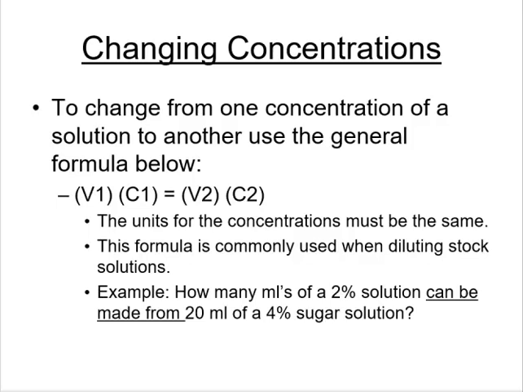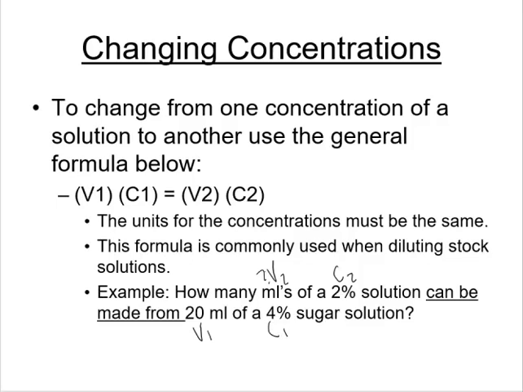We're given the example of how many milliliters of a 2% solution can be made from 20 milliliters of a 4% sugar solution. So we're going to try to figure that out using our changing concentrations formula. What we're starting out with is the 20 milliliters and 4%. So this is our V1 and our C1. And we're trying to figure out milliliters for the second, so V2 is the unknown, and our C2 is the 2%.